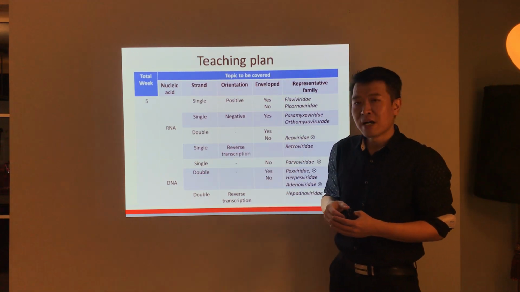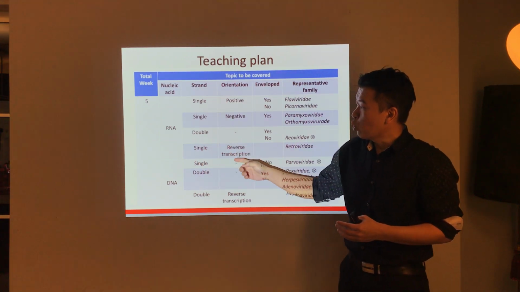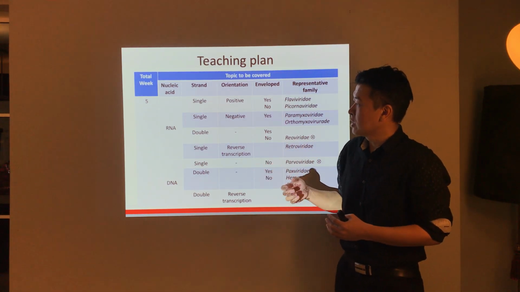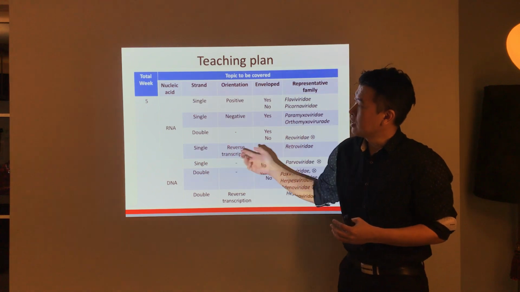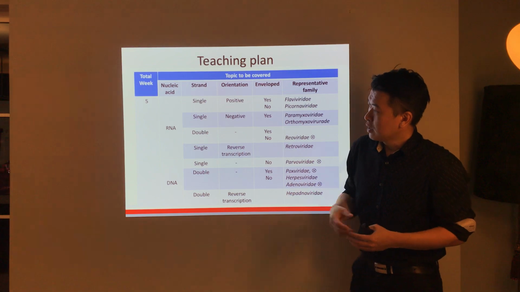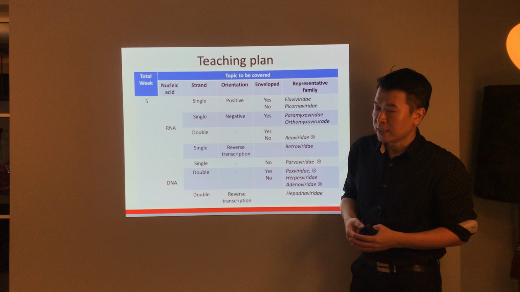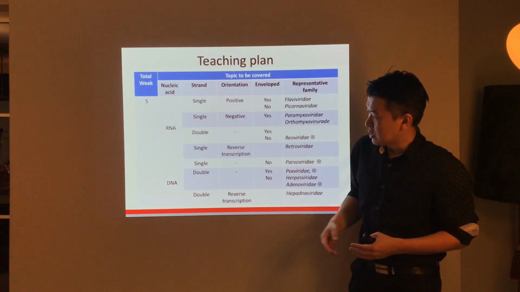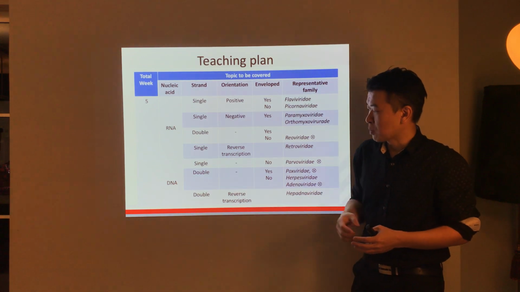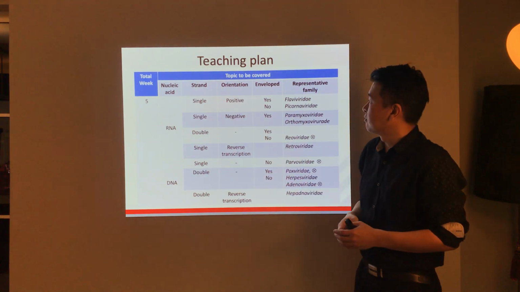A special case for RNA is a single-stranded RNA that undergoes reverse transcription to produce their viral protein and their viral genome, which is the Retroviridae, or the HIV virus. Then we also have double-stranded DNA and single-stranded DNA. In double-stranded DNA, we also have another group of viruses that undergo reverse transcription as part of their life cycle. So in total, there are 7 groups of viruses.